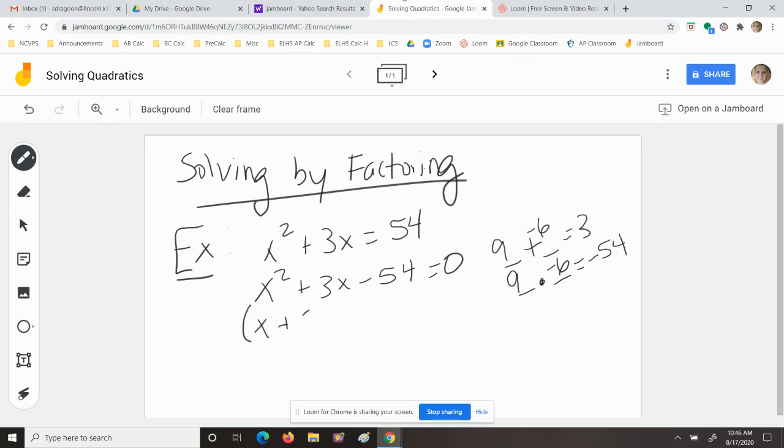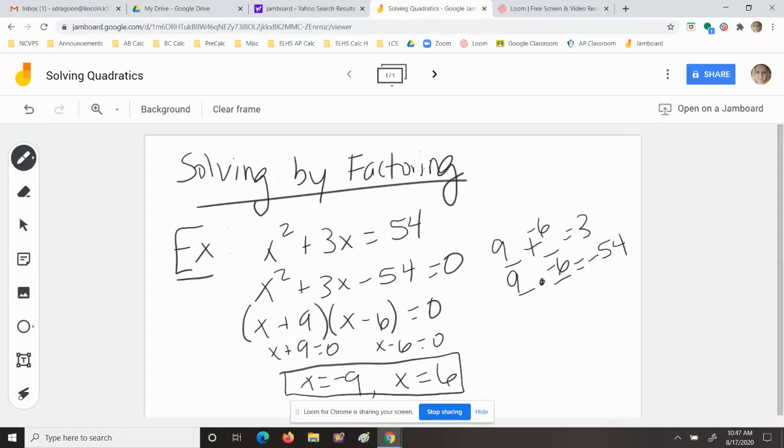Now, when factoring, we just place these numbers in with the parentheses. We have it equal to 0. That's our new step. Because we're equal to 0, we're not done just when we factor. We need to set each one equal to 0. x plus 9 equal to 0 and x minus 6 equal to 0. To solve for this one, we would simply subtract the 9 over, so x would equal negative 9. Over here, we would add the 6 over, so x would equal positive 6. So our two solutions would be negative 9 and positive 6.